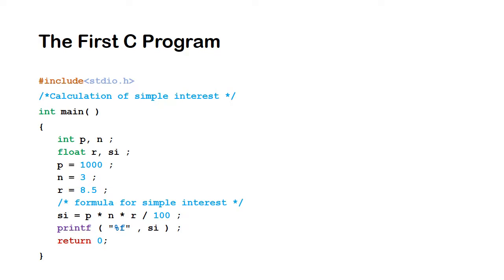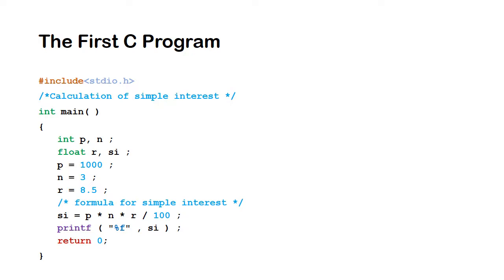Then let's look at this first C program. This is the first C program in which we started with hash include standard input output dot h. So whenever we want some input or output functions or operations in our program, we will always include this standard input output dot h header file.